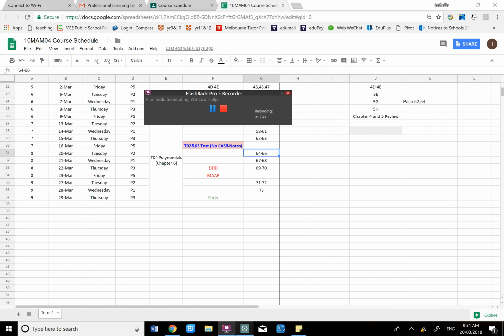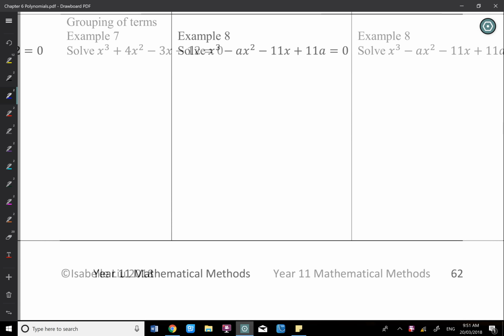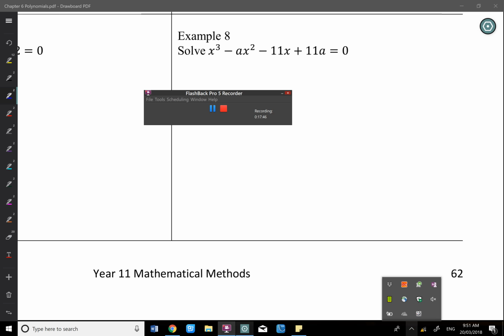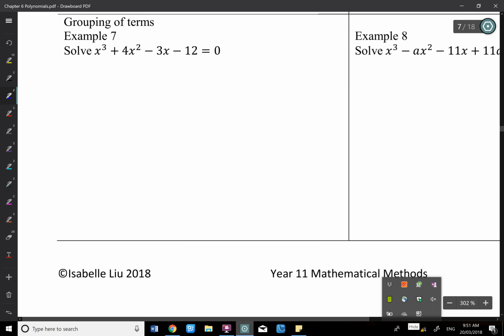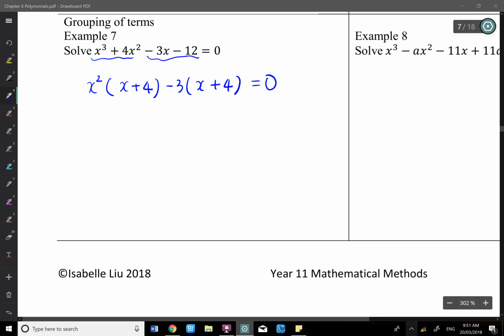So what we have here is, where's my question? Here, okay. We can group those two. We can take x squared out and then we have x plus 4. I can take a minus 3 out for the next two. We still have x plus 4. That equals 0. So x plus 4 becomes the new factor, and we have x squared minus 3 equals 0.